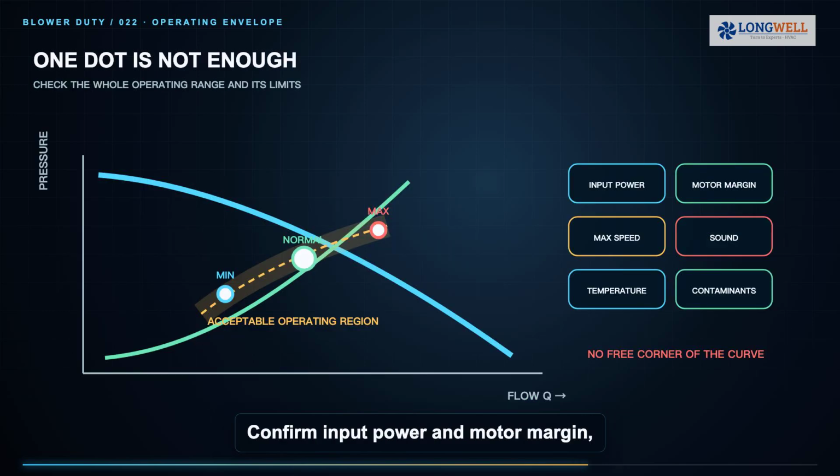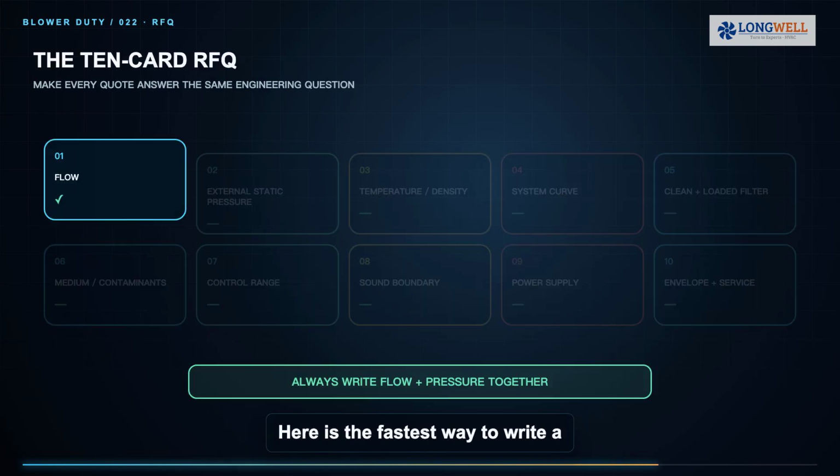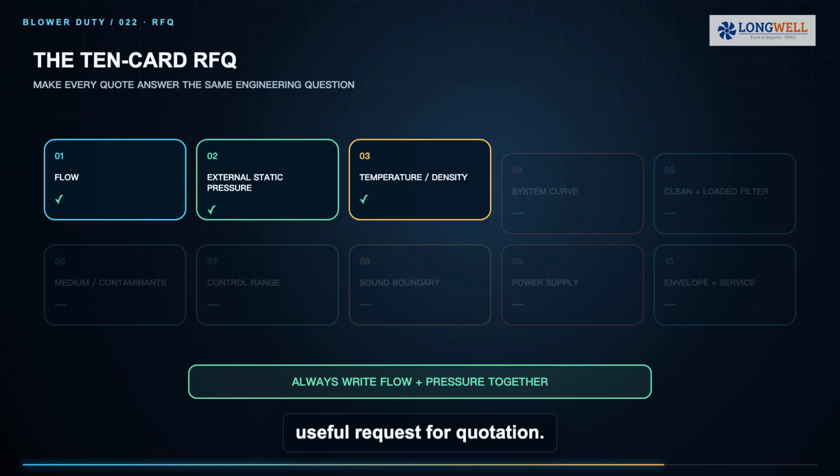Confirm input power and motor margin, maximum speed, sound data, inlet and outlet conditions, temperature, contamination, materials, drive arrangement and control method. If the process varies, repeat the check at minimum, normal and maximum flow. If a variable speed drive will regulate pressure or airflow, map the control range instead of assuming the full speed curve applies everywhere. Here is the fastest way to write a useful request for quotation.